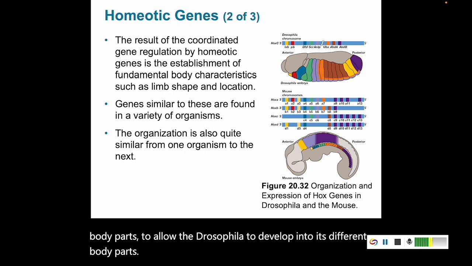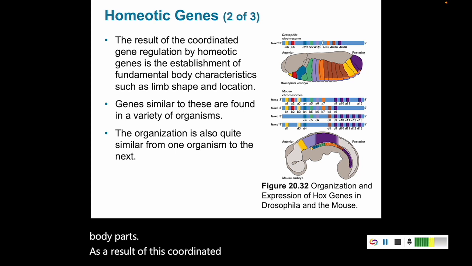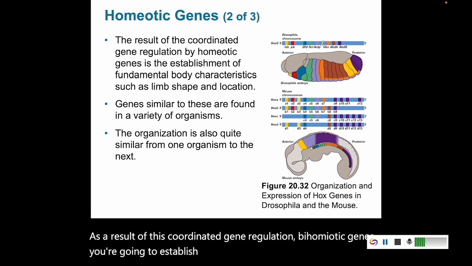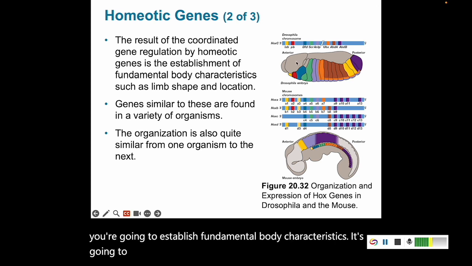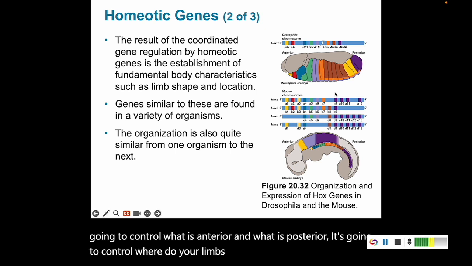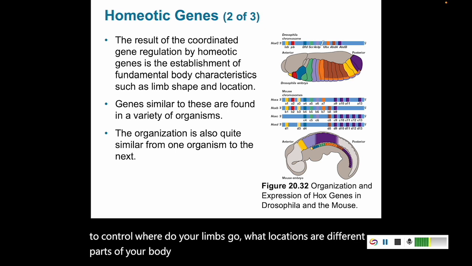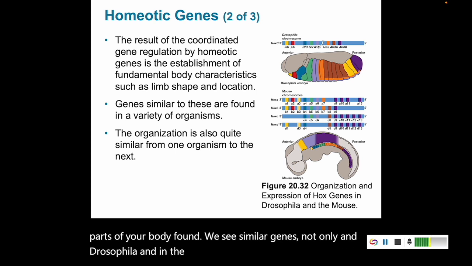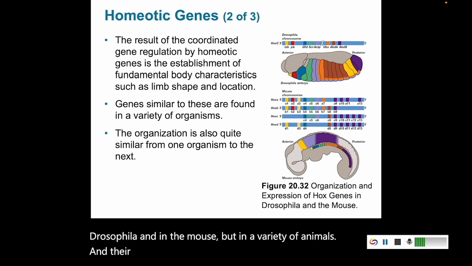As a result of this coordinated gene regulation by homeotic genes, you're going to establish fundamental body characteristics. It's going to control what is anterior and what is posterior. It's going to control where do your limbs go, what locations are different parts of your body found. We see similar genes not only in Drosophila and in the mouse, but in a variety of animals. And their organization is pretty similar from one organism to the next.